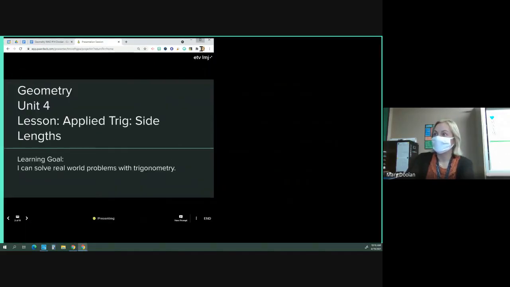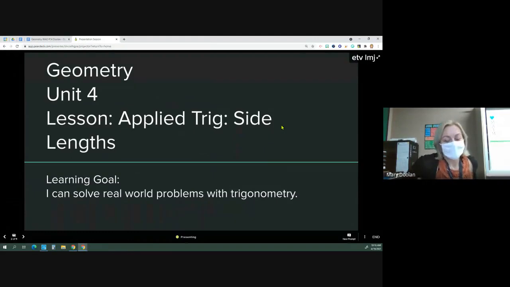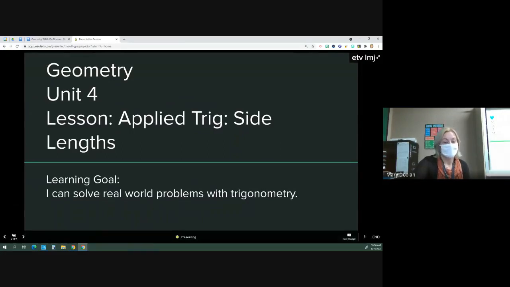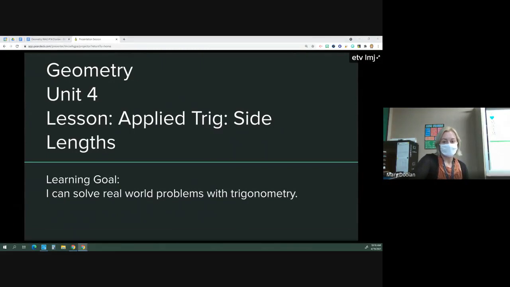Our lesson here. It's still Unit 4. So we're going to spend this week on Unit 4, and then next week we'll do some review, and we'll have the test coming up for trigonometry.